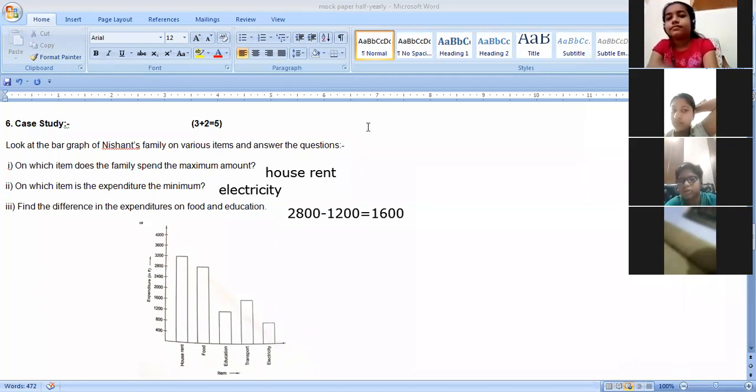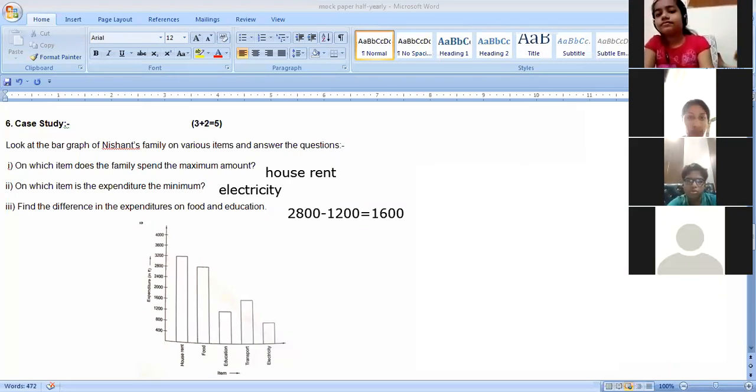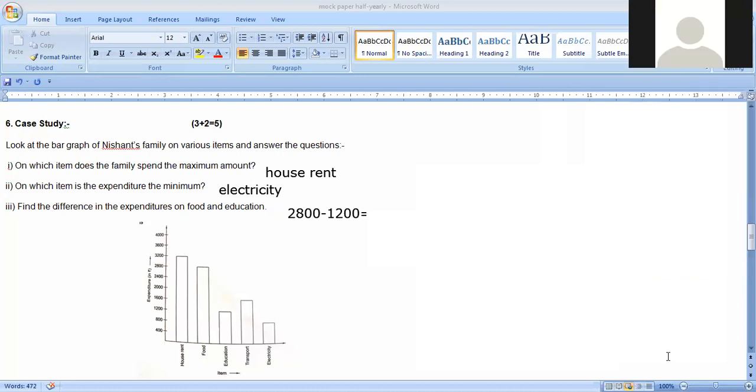Got it, everyone? Parveen Kumar, Tushar, Karnika, Yuvraj. Did you get this question? Have you understood this question? Karnika, Yuvraj, Tushar, open your camera.